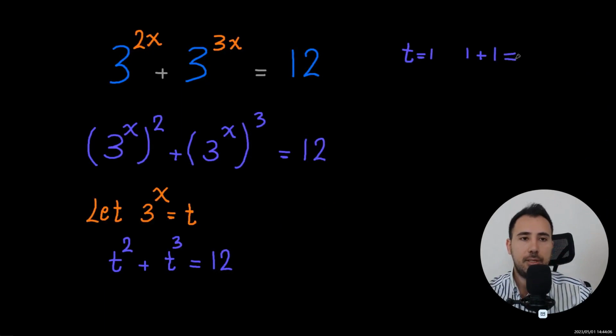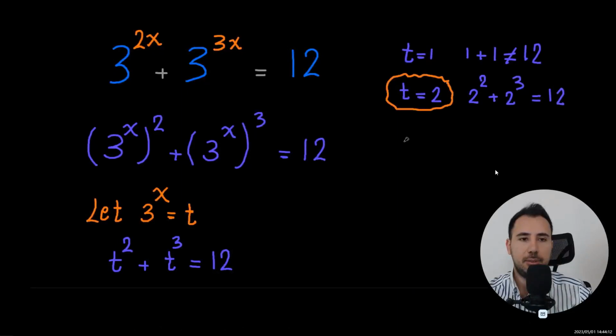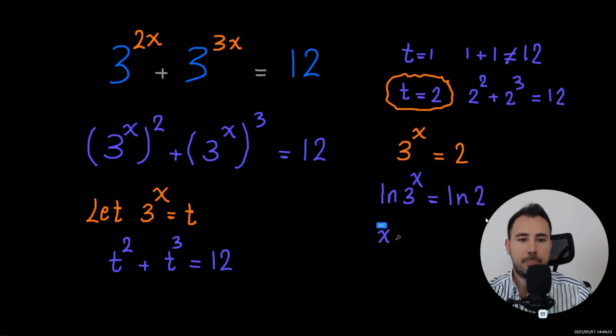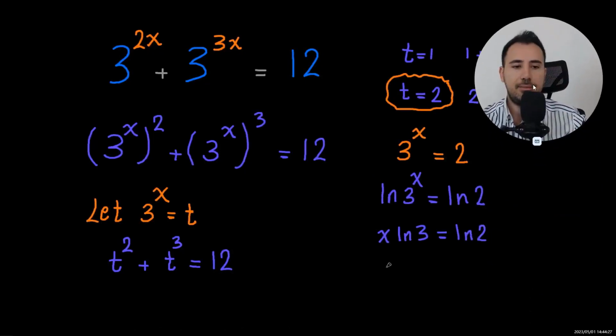So by trial and error, we know that t equals 2 is one of the solutions. Okay, so 3 to power of x is 2. We need to add ln's or logs to both sides. So x ln 3 equals ln 2. And the value of x would be ln 2 divided by ln 3.